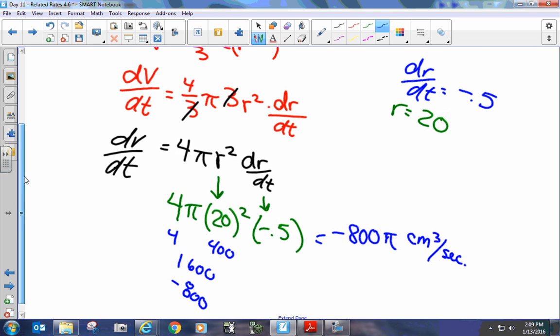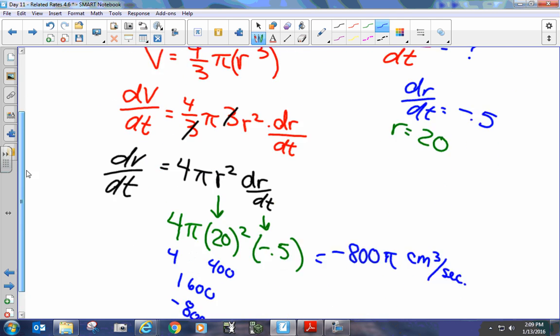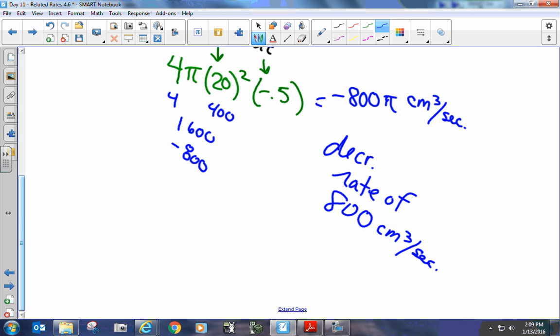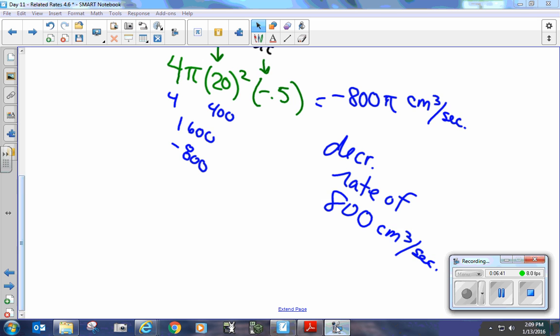Now, your answer, you don't want to say the value is changing negative 800. When you have this, you just want to say it is decreasing at a rate of 800 centimeters cubed per second. All right?